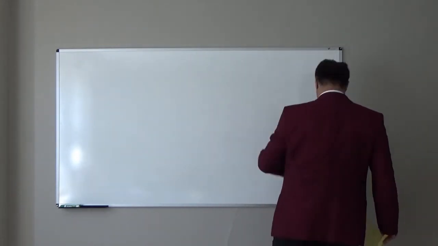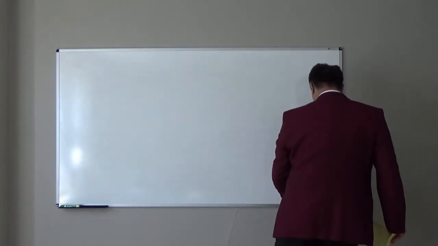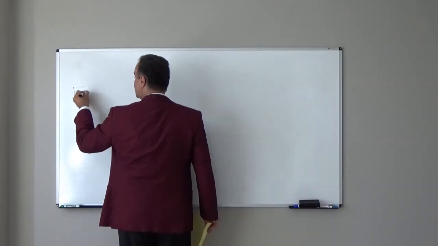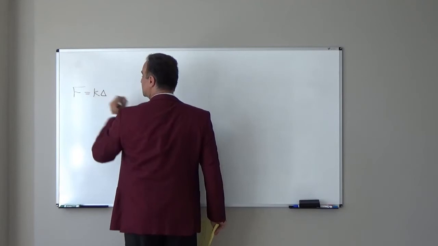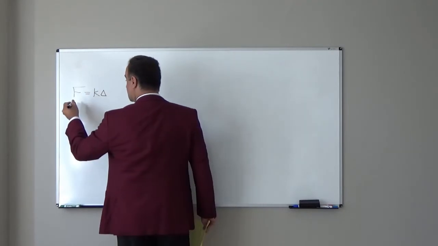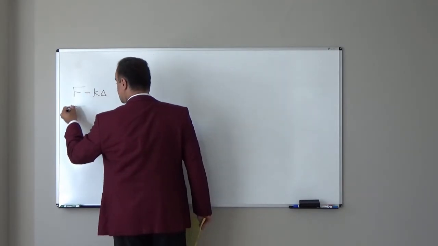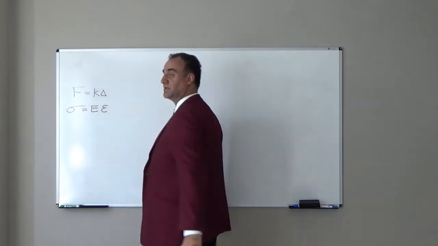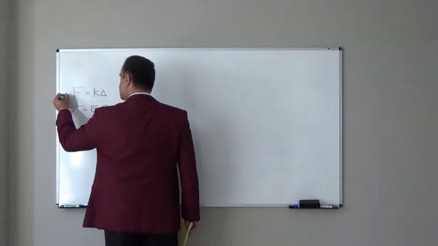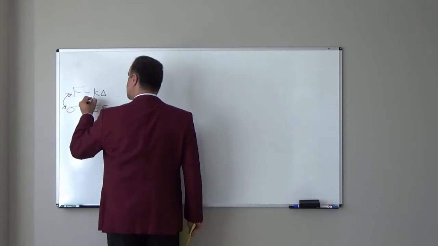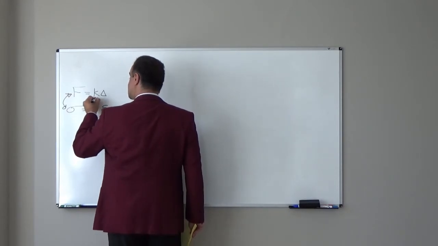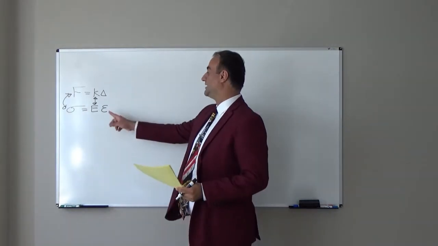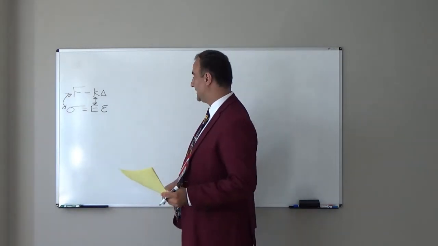So, up to now, we know Hooke's law for spring is F is equal K times delta. Hooke's law in material is sigma is equal to E times epsilon. Instead of force, here we have normal stress. Instead of stiffness of spring, we have Young modulus, and instead of delta we have strain.